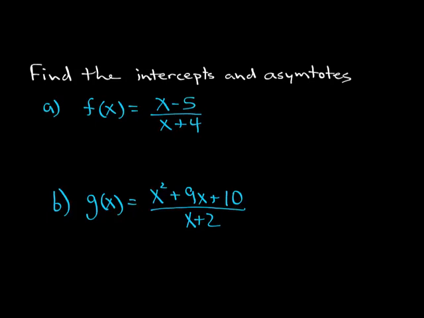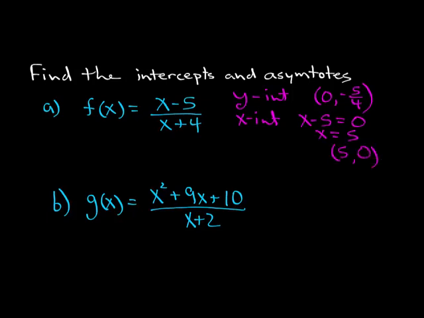Okay, let me look at this first one here. First of all, the y-intercepts, we find those the same way with the rational functions as we do with the others. We want to find the y-intercept by letting x be 0. And when we do that, we get 0 for x and -5/4 for the y. See? So all I did was replace the x with 0. Now to get the x-intercept, we're going to set the numerator equal to 0. And we get x equals 5.